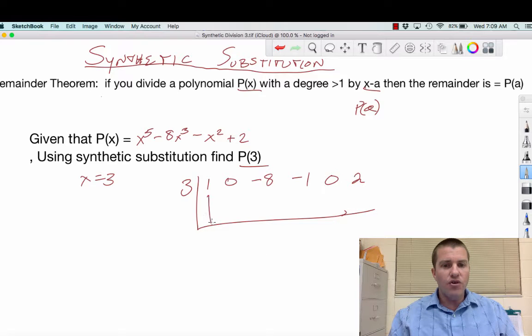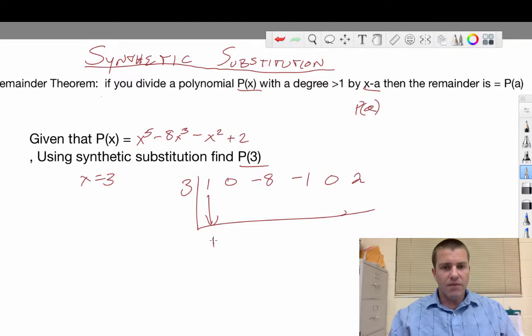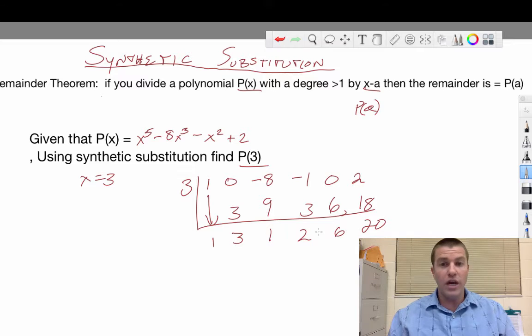So now you go ahead, drop the first one, and that's going to be 1, multiply with 3, add with 0, multiply with 3, combine with -8, multiply with 3, combine with -1, multiply with 3, that becomes 6, combine with 0, multiply with 3, that's 18, and my remainder is 20.